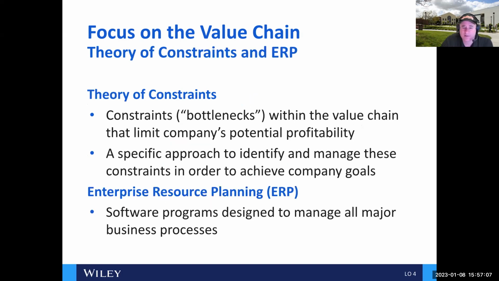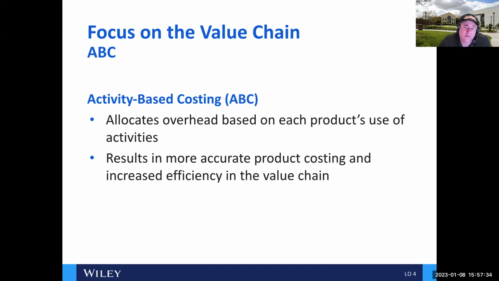Okay, theory of constraints. This is bottlenecks within a specific approach to identify and manage them so that you get rid of the bottlenecks. You basically look at, okay, so we're not getting a certain product timely. How do we get around that? Enterprise resource planning. Software programs to design and manage all business processes, ERP systems. It almost should be a 4-letter word.